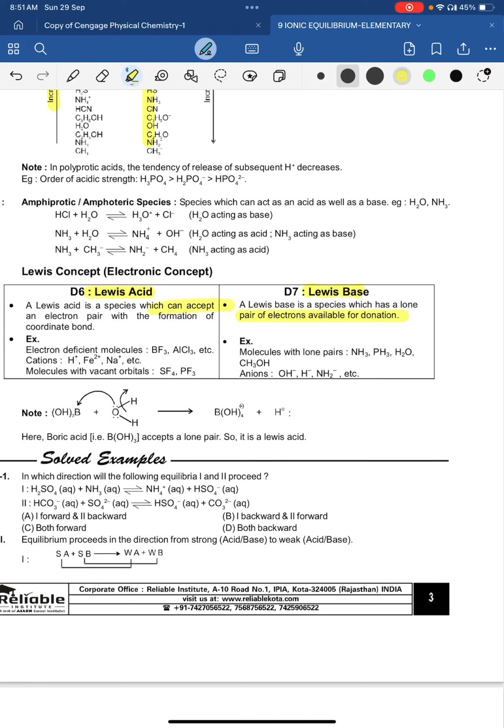Who can generally accept a lone pair? Electron-deficient molecules, those that have less than 8 electrons, can accept. And those that have vacant orbitals, meaning that once you write the electronic configuration, they still have some vacant orbitals, like p and d orbitals, may accept electron pairs. Lone pair donor means they should have extra electrons, other than bonding electrons.